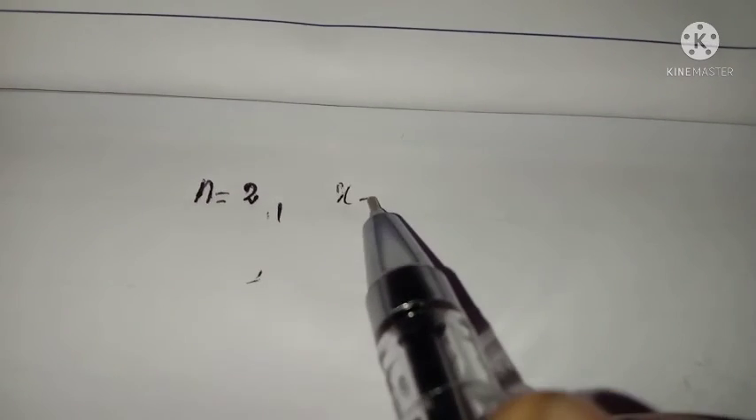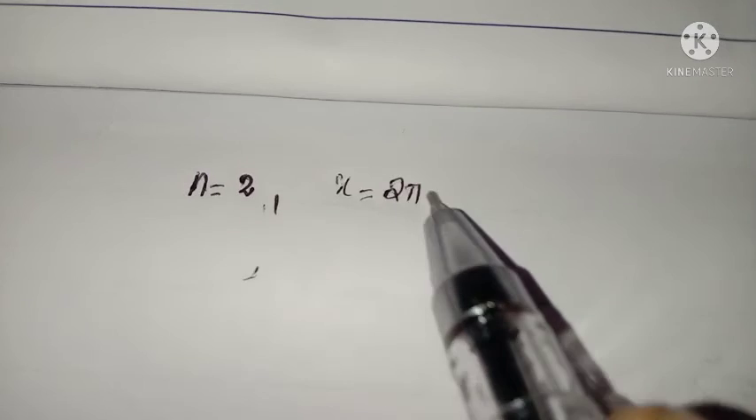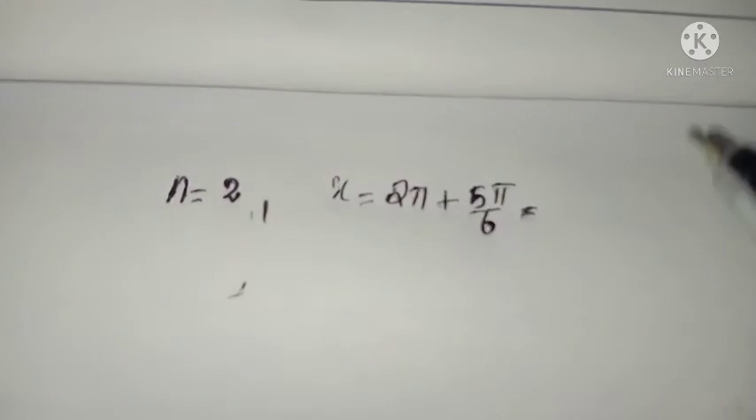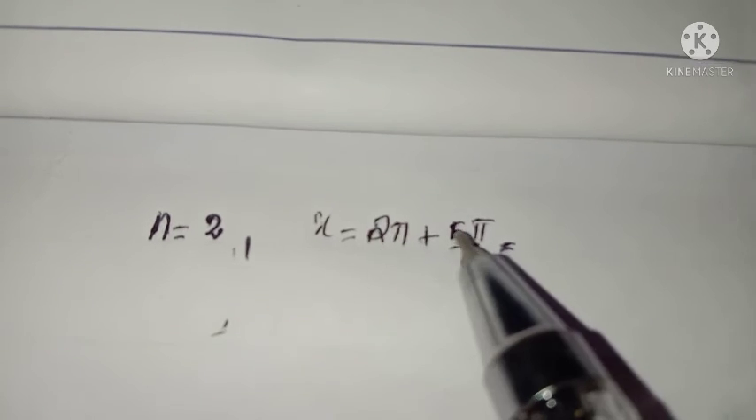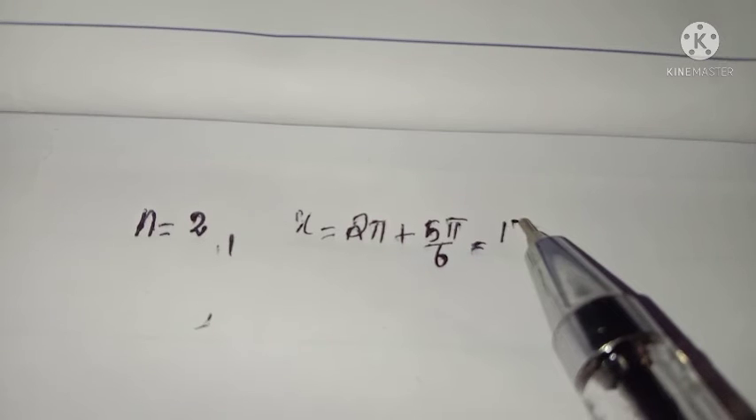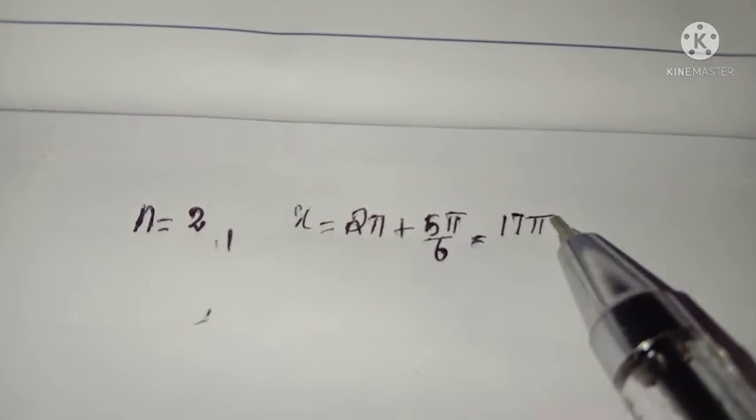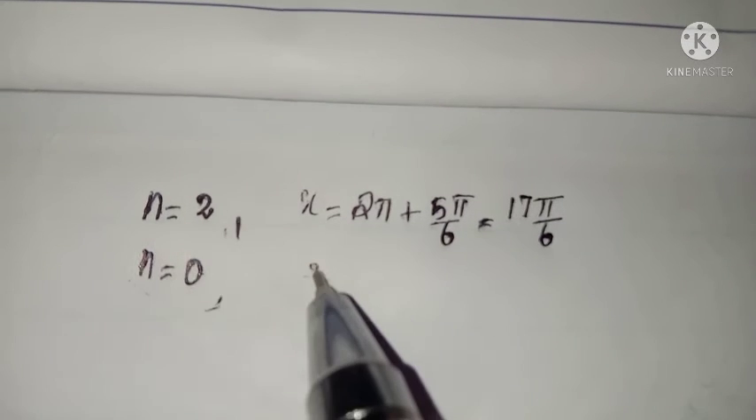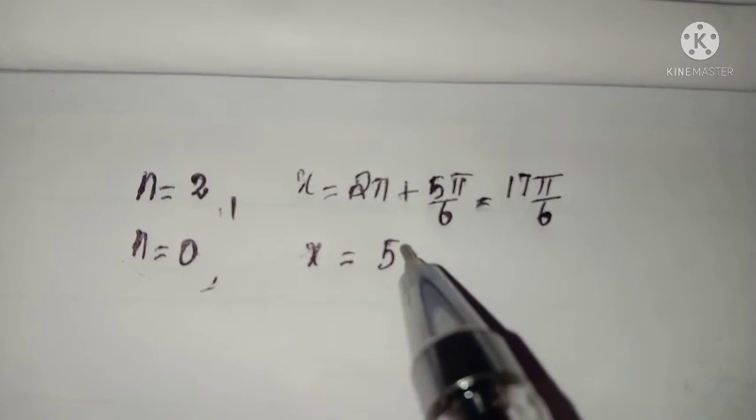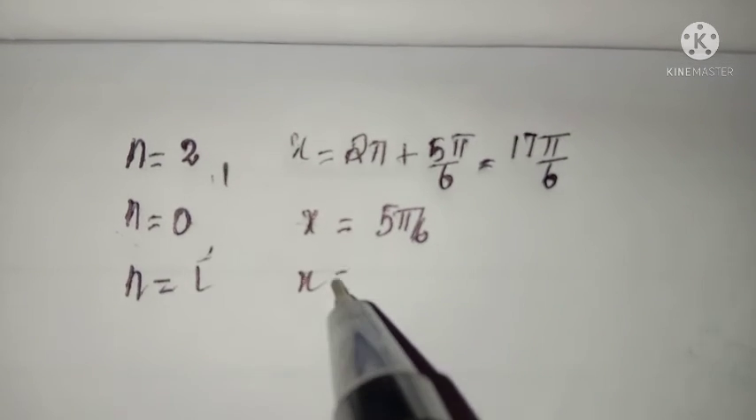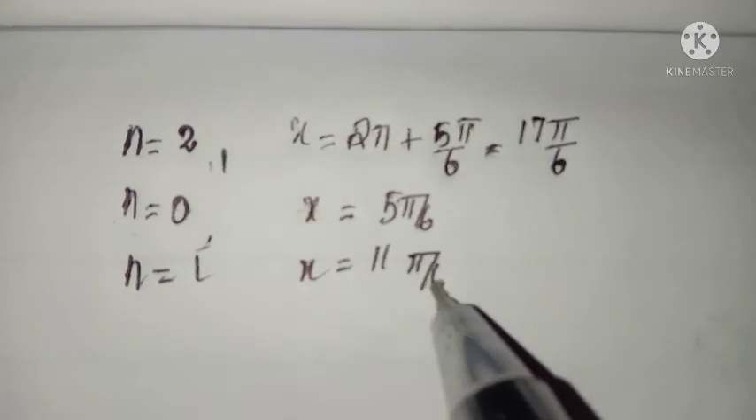Put n equal to 2. Therefore, x becomes 2 pi plus 5 pi by 6. This gives 12 pi plus 5 pi, 17 pi by 6. So listen children, n equal to 0 we got x equal to 5 pi by 6. N equal to 1, x equals 11 pi by 6.